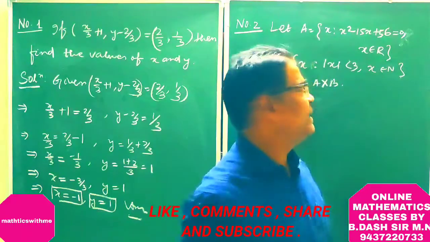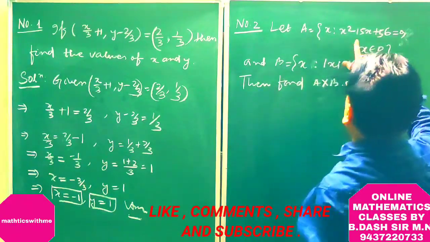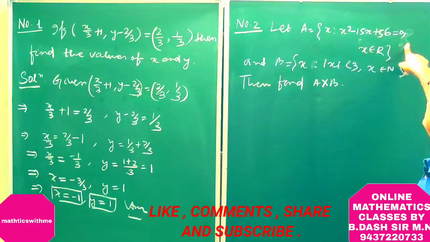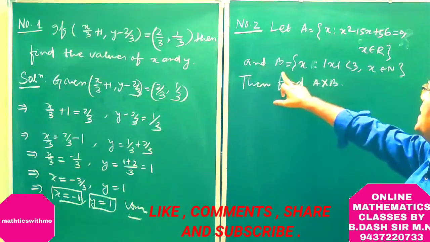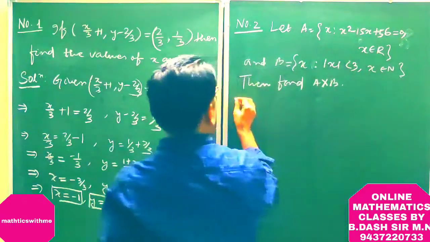Our next question is, if A is equal to {x : x square minus 15x plus 56 is equal to 0, x belongs to R}, and B is equal to {x : mod x less than 3, x belongs to natural numbers}, then find A cross B. Solution.